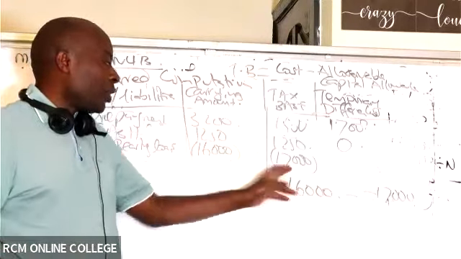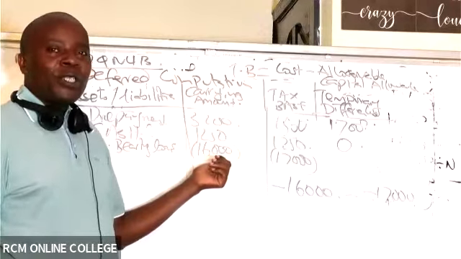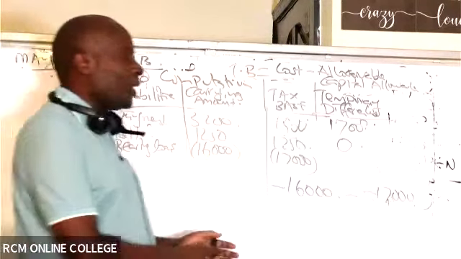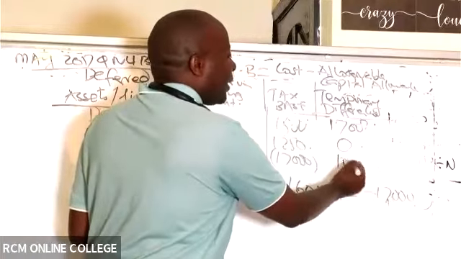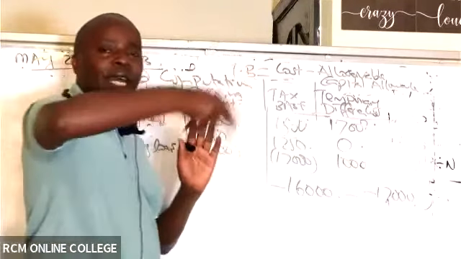Let us say 17,000 minus 16,000, which in this case will give us what here? Which will give us 1,000. Anything that is in the brackets, always do the reverse.